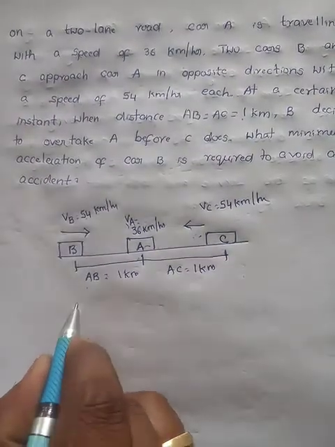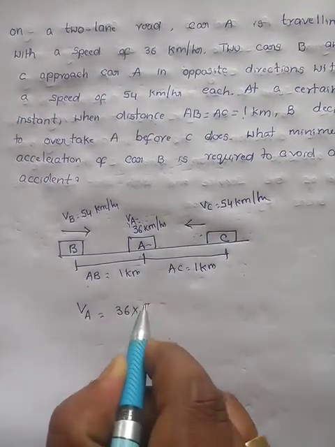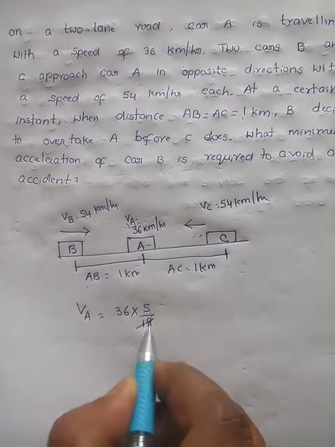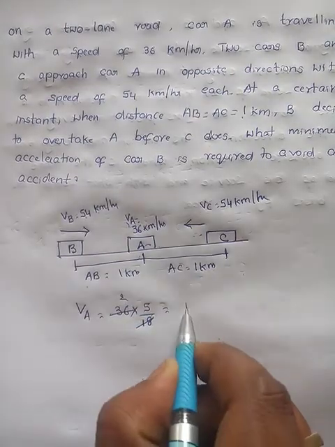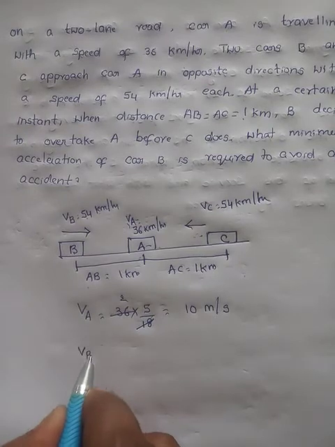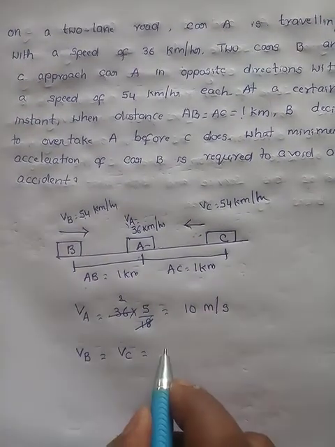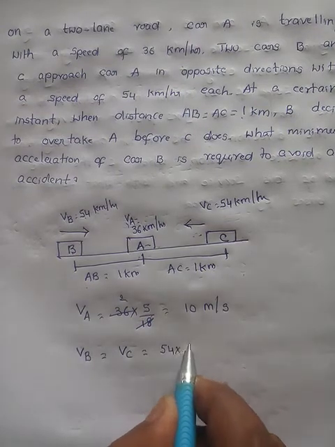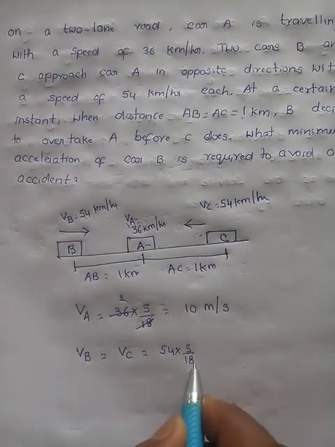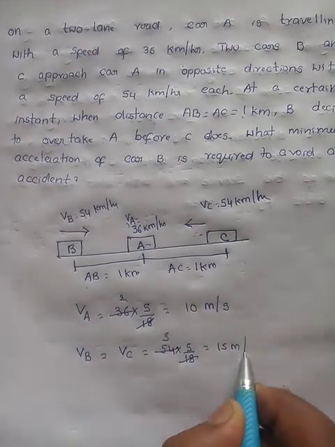First we will convert speeds into meters per second. V is equal to what? 36 into 5 by 18. 18 ones are 18, 18 twos are 36, 2 fives are 10 meters per second. What about the velocity of B, equal to the velocity of C? 54 into 5 by 18. 18 threes are 54, 3 fives are 15 meters per second.